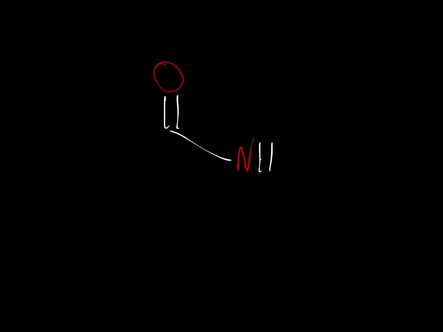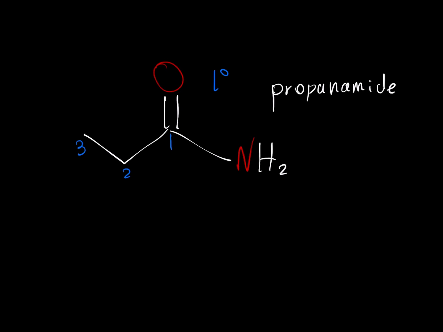How would you name this one? So for this one, we have 3 carbons, which is associated with propane. But we're going to take the E out and replace it with amide. So propanamide would be the name for this one. And keep something else in mind. This is called a primary amide because the nitrogen is attached to one carbon. So this is primary.